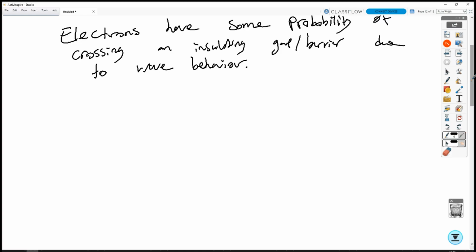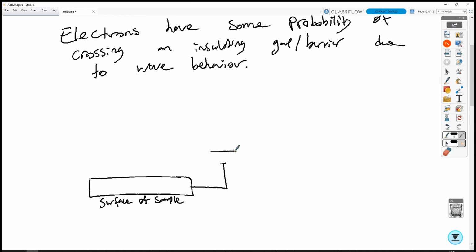So let's see how this would look like in an electron microscope. So this is the surface of a sample. We connect this to a power supply.